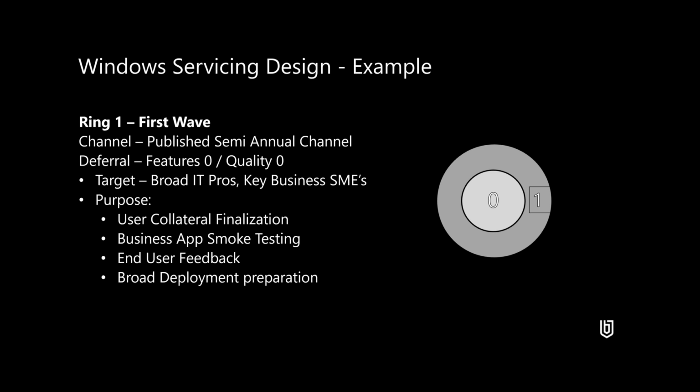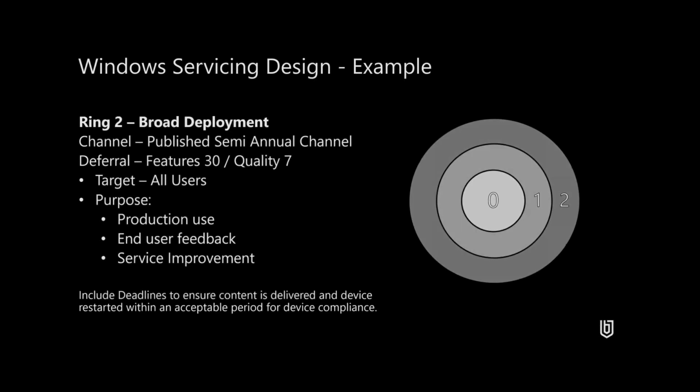Target audience is going to be your broad IT professional community, and then key business SMEs, as I said, that know the experience within those business units, are familiar with the applications, and can actually test those applications. You can use it for finalizing that user collateral that you built in Ring 0, business app smoke testing, start testing some of those more risky apps, get that feedback into your IT communities, and really prepare for the final ring, which is your broad deployment.